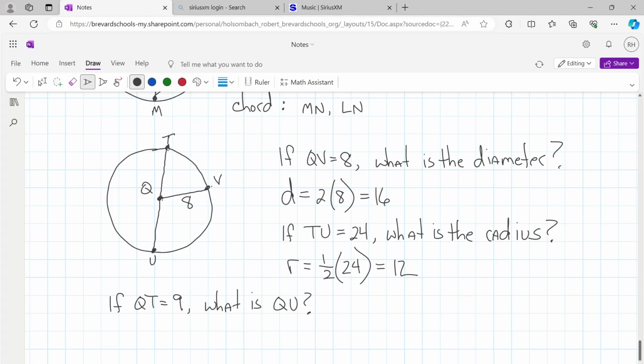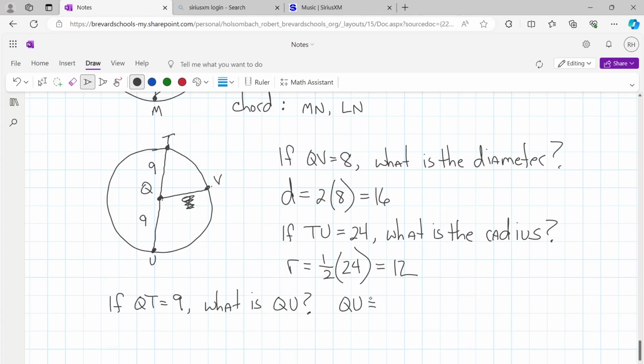So if Q to T is 9, all right, new example, if Q to T is 9, it's not 8 anymore. Then how far is it from Q to U? Anybody want to give that one a try? If Q to T is 9, from the middle to the edge of the circle, then how far is it from Q to U? It's the same.